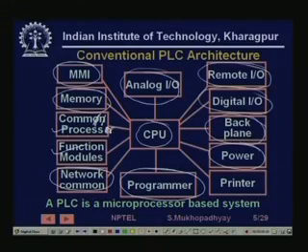Sometimes you have separate I/O which is intelligent in the sense that it has its own computing capabilities. So, the main CPU needs to talk to it. Therefore, this is also a kind of I/O. So, you see that a PLC is basically a microprocessor based system with a lot of I/O, and we are going to see what these different types of I/Os are.